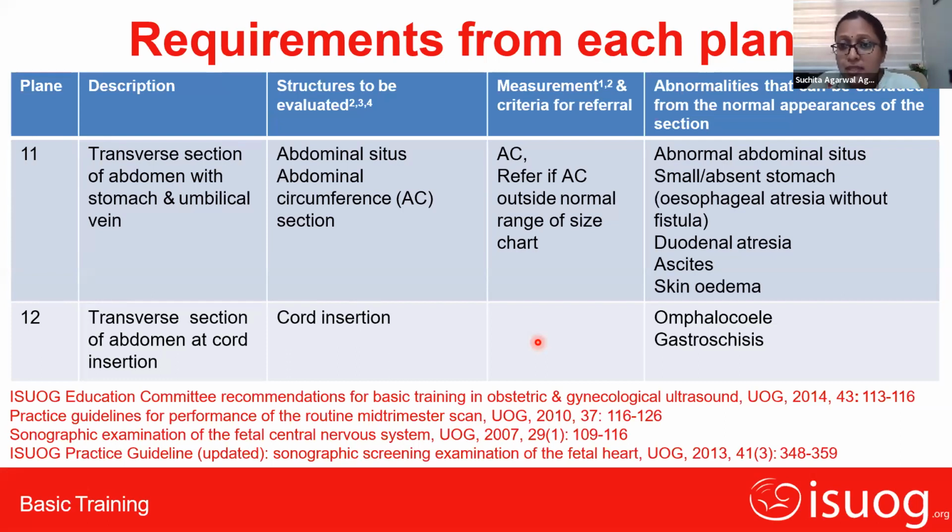What all abnormalities can be picked up? We see the abnormal situs. We see the stomach. The stomach is small or absent stomach. This is the duodenal atresia, ascites, and skin edema. And at the cord insertion plane, what do we rule out? We rule out omphalocele and gastroschisis.